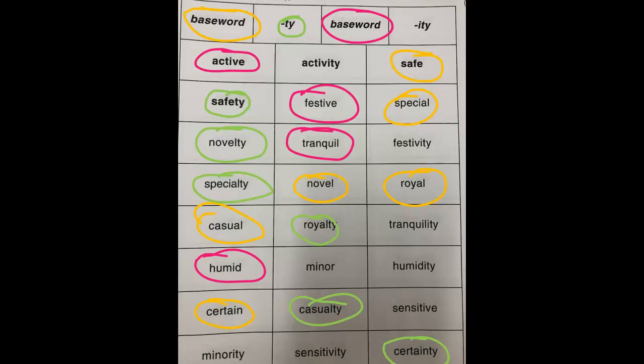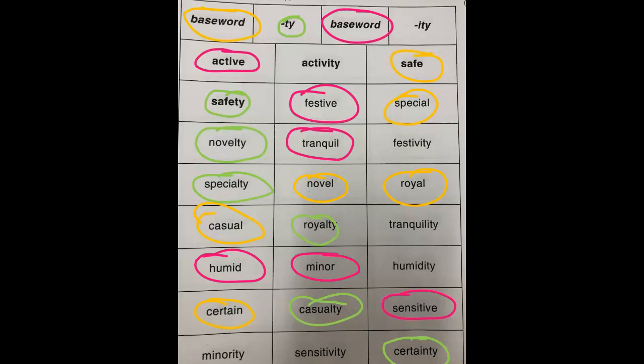So if it's humid outside, it feels kind of thick outside. Minor, something kind of little. It's not a big thing, like a major thing. And we have sensitive. If you're sensitive, that means that you might get hurt, or your feelings might get hurt. Or maybe you just have big feelings. Okay, we have 1, 2, 3, 4, 5, 6. Perfect. Go ahead and flip your color.